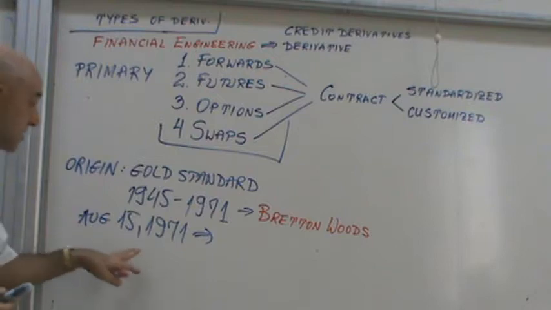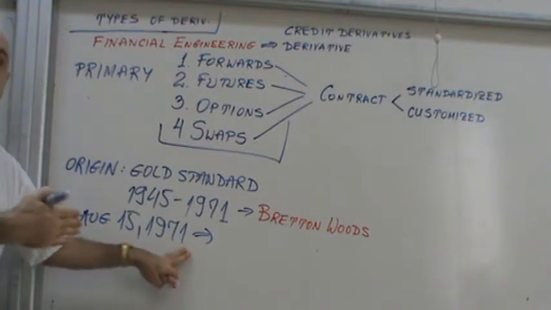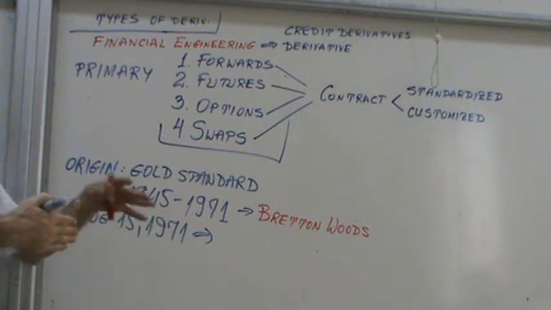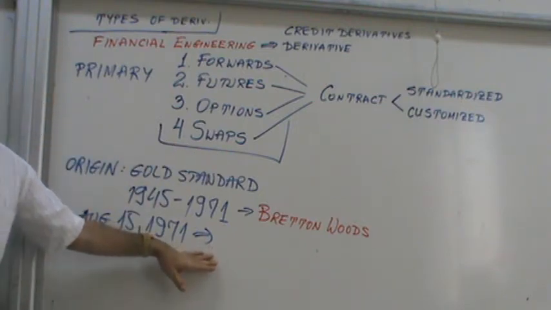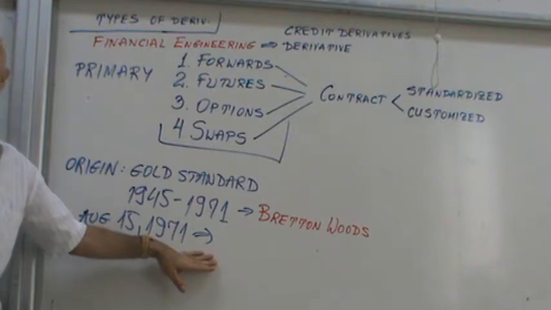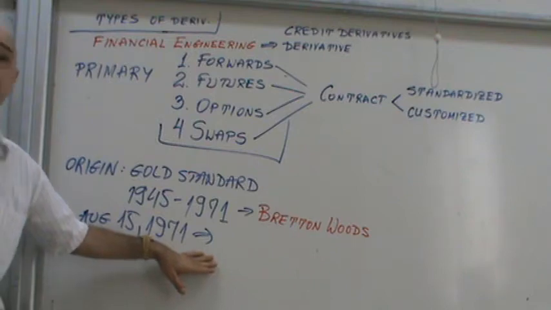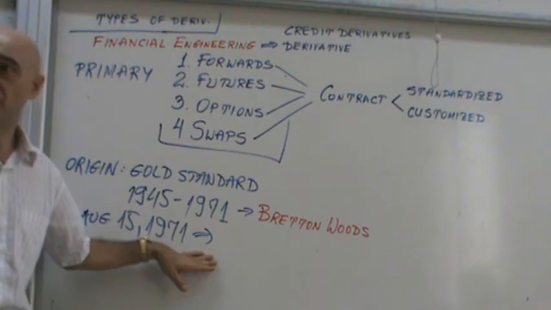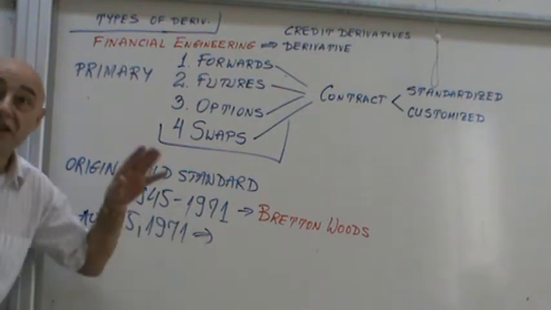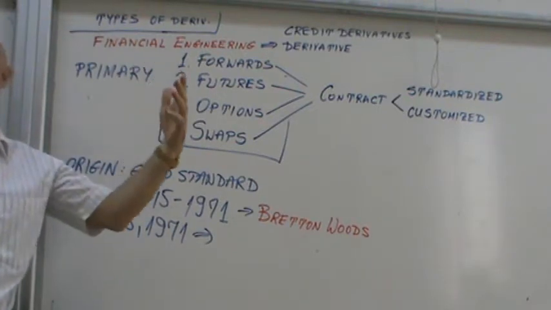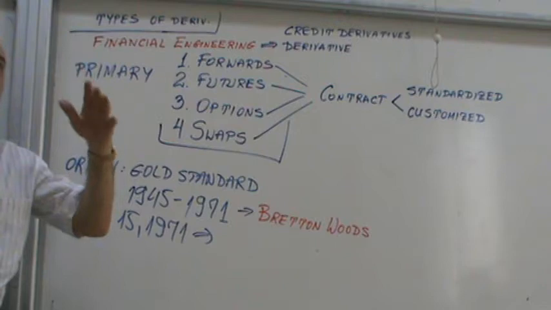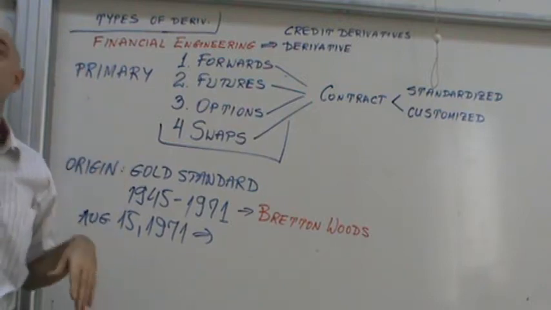Now, August 15, 1971, right? That was when the link was severed between dollar and gold. A different way of saying it is that the dollar was no longer connected to gold. The dollar was no longer backed by gold, and the dollar was no longer convertible to gold. As a result, currencies, especially the dollar, began to fluctuate wildly. All other currencies began to fluctuate wildly.